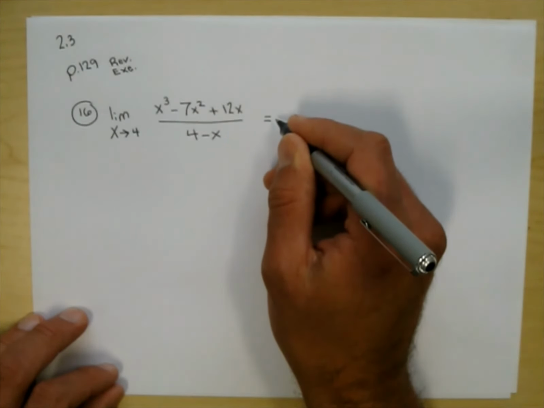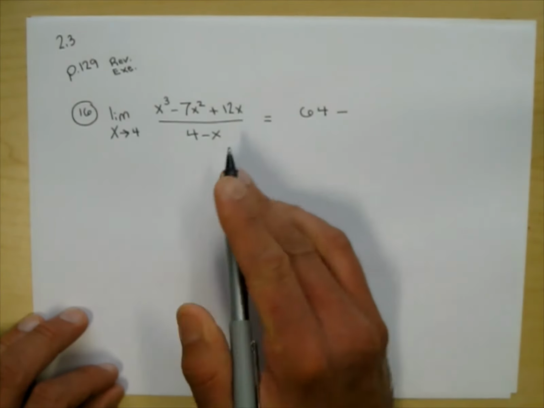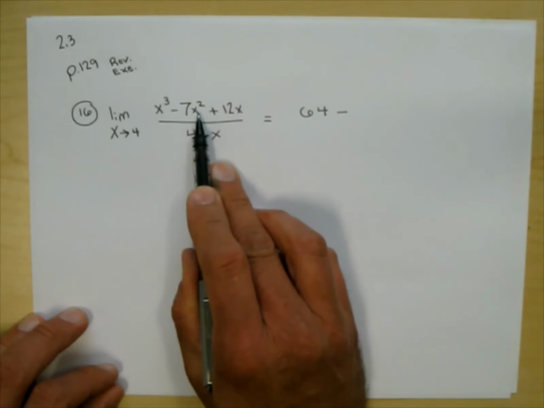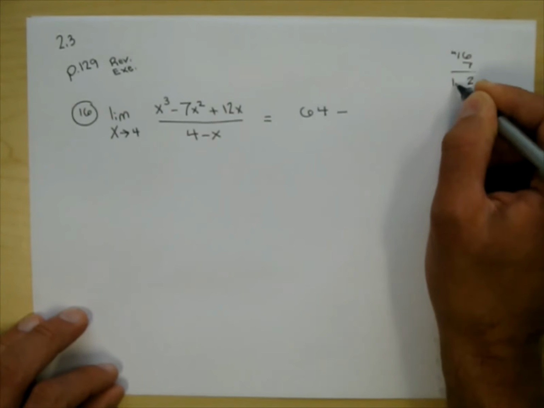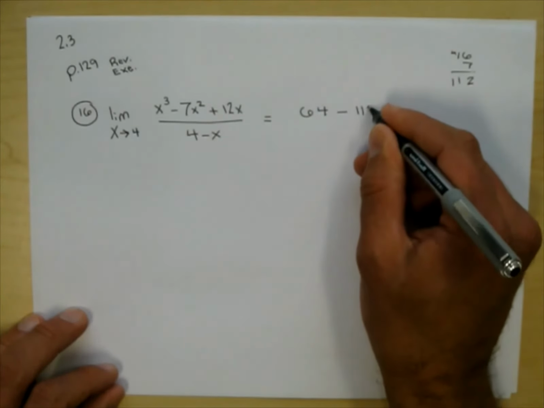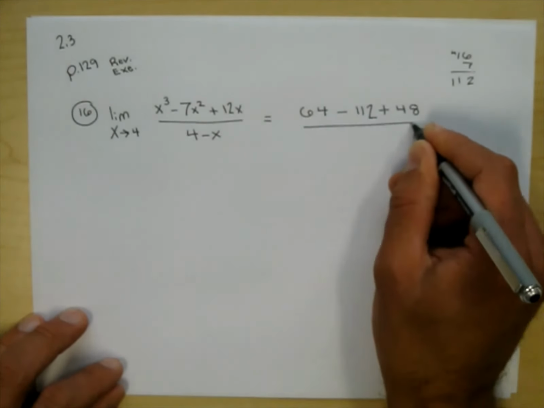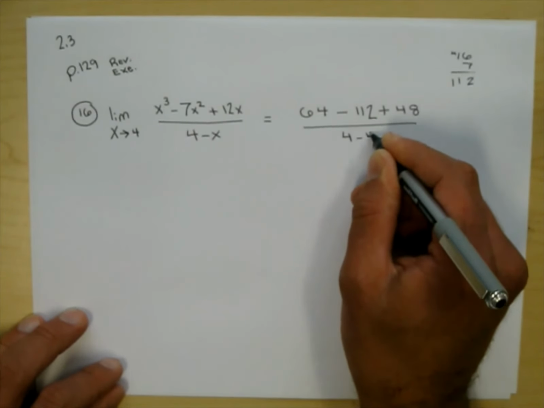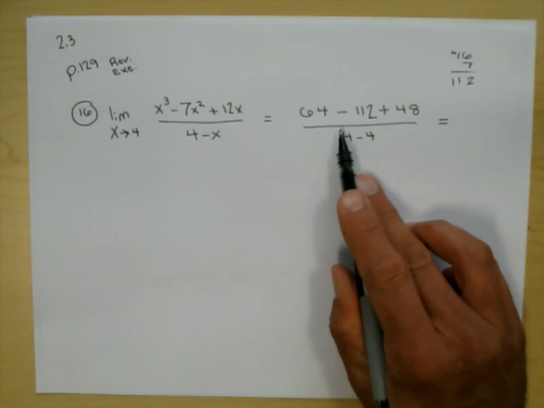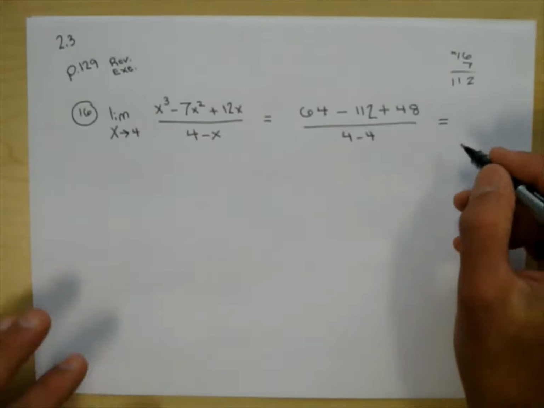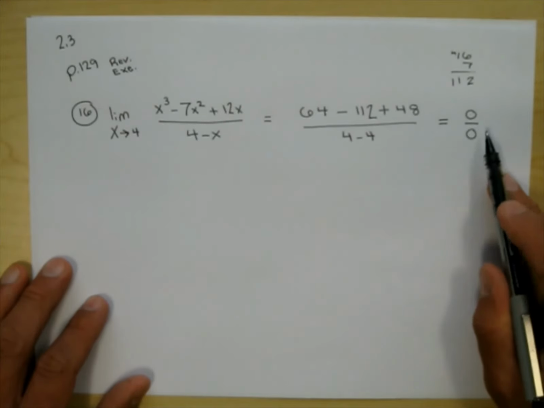We put 4 in there. 4 times 4 is 16 times 4 is 64. 64 minus 4 squared is 16 times 7. Obviously, I don't have a calculator nearby. I should. Then we have a 48. This is all over 4 minus 4. Okay, that's a bad thing. On the top, we get 0 as well. So we have 0 over 0. So that thing is bad when it's 0 over 0.